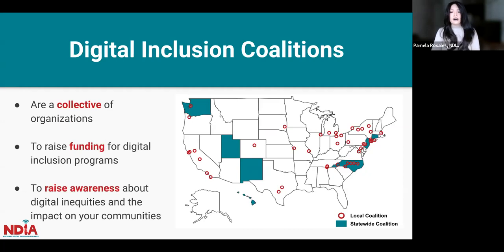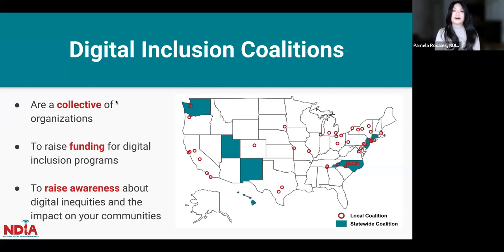So coalitions, they are a collective of community organizations that share the common concern of digital inclusion in their community. Coalitions can be made up of local government, libraries, educational institutions, housing authorities, workforce development, tech companies, and social services and civic organizations. And on the image on the right, it's a map of the coalitions that have registered themselves with NDIA. We are currently working on creating a page where you can see all of the coalitions that we know of, but I'm sure there's much more.